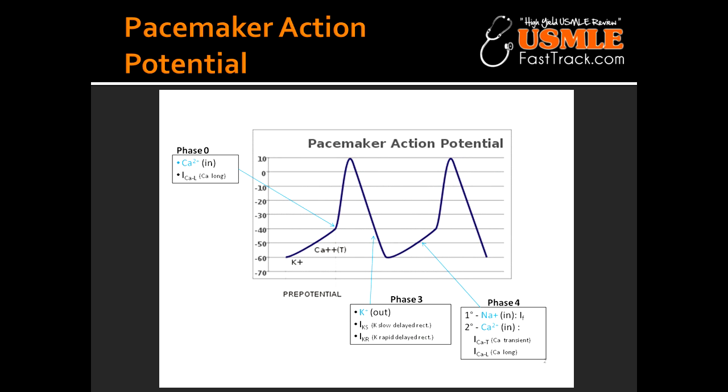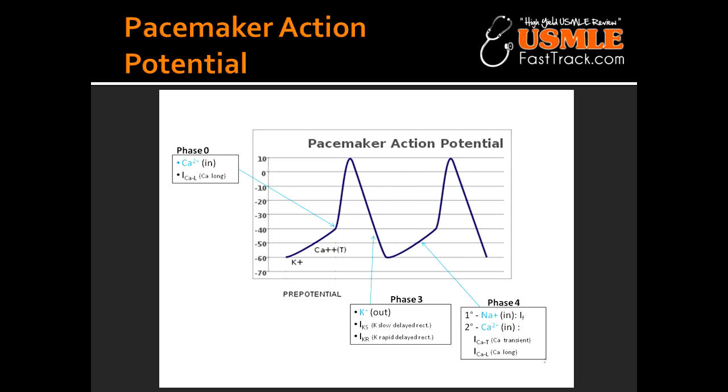Pacemaker action potential. Where does the pacemaker action potential occur? Pacemaker action potential occurs in the SA and the AV nodes. What is phase 0 of the pacemaker action potential? Phase 0 is the upstroke when the opening of the voltage-gated calcium channel happens. A few things to note about phase 0 is that fast voltage-gated sodium channels are permanently inactivated because of the less negative resting voltage of these cells.